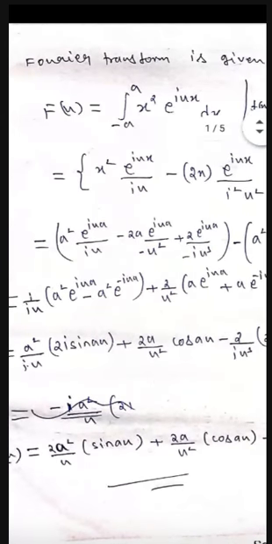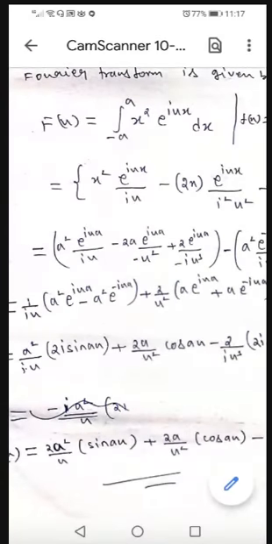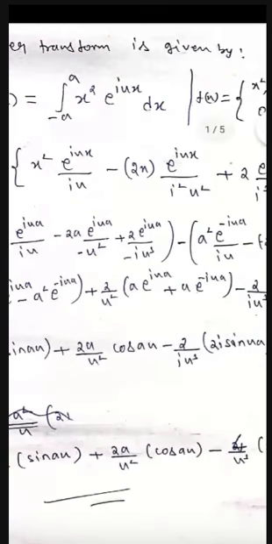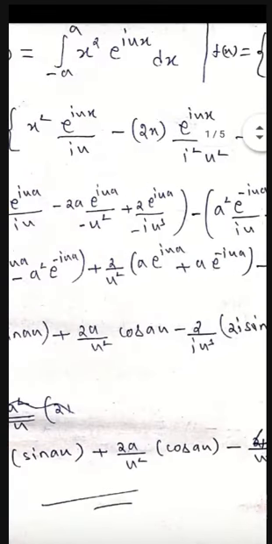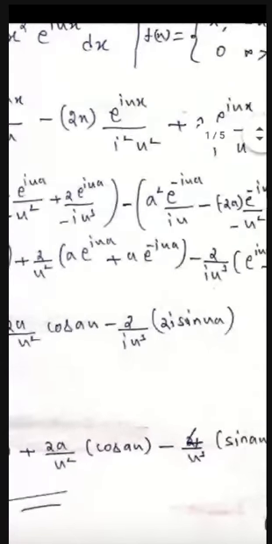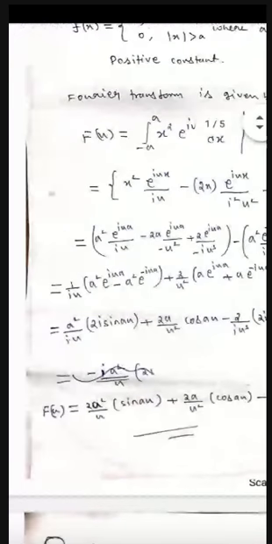So by the formula, what is the formula? You know that. e power i theta minus e power minus i theta is 2i sin theta. In the place of theta, we have ua. Here also, if you have taken a outside, e power i theta plus e power minus i theta is 2 cos theta. So au as it is written. So I applied the formula, and this is what f of u is.